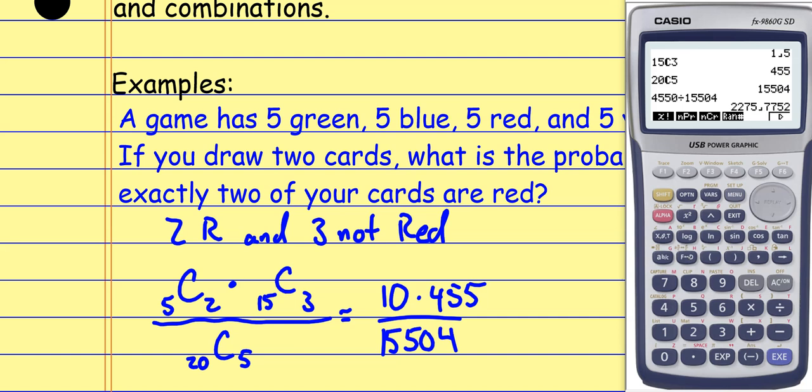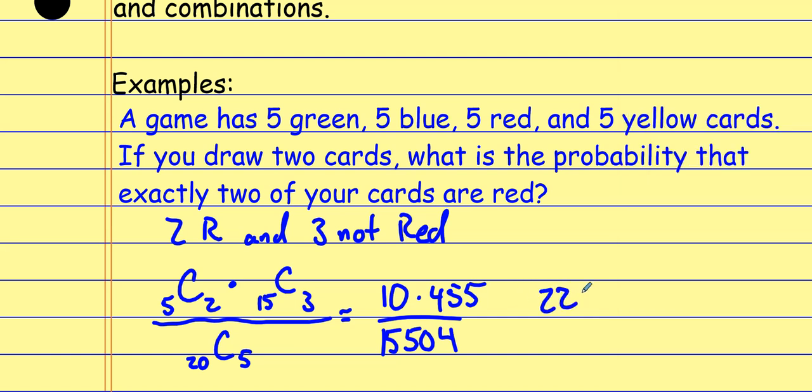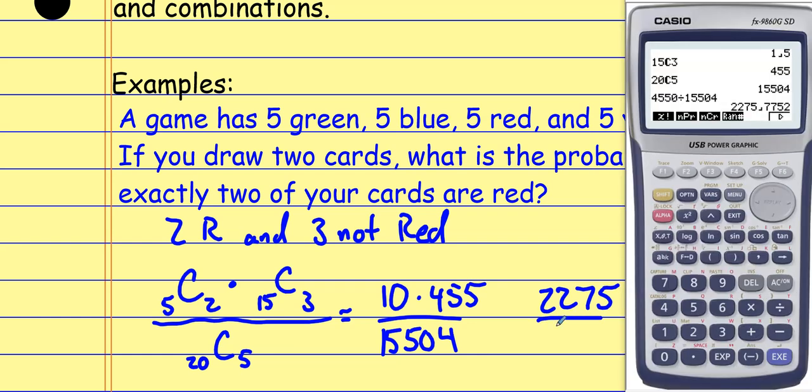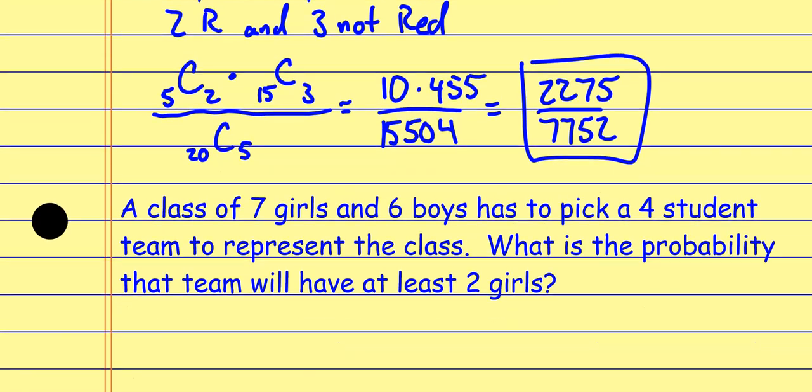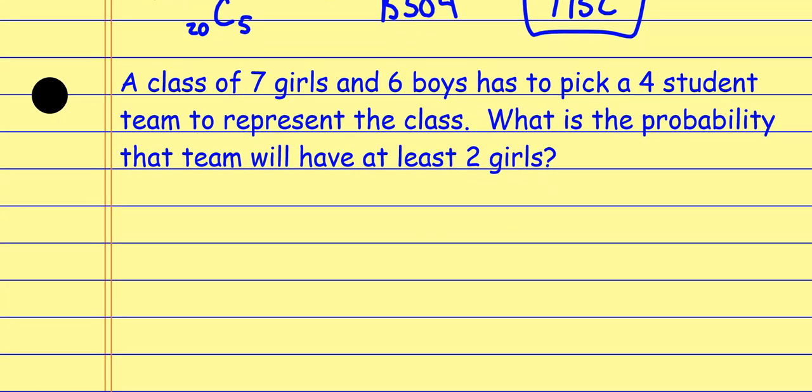Looks like I get 2,275 over 7,752. That's it. That's my probability of this thing happening. Again, I just had to work out the number of possibilities using combinations this time. And you'll find that we tend to use combinations more often than permutations in a lot of these examples.